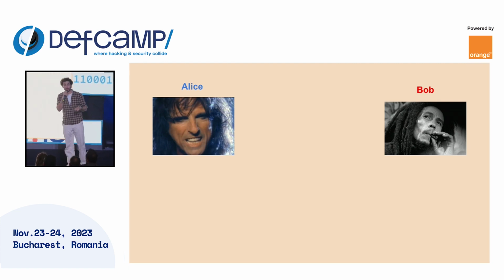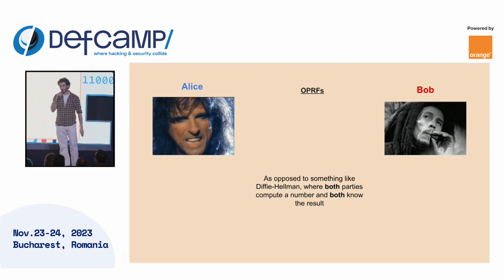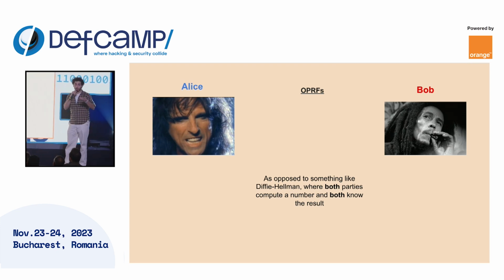So we're going to talk about them because they are the most important characters in cryptography. And the idea of OPRFs is really simple. It's mostly this line. Bob and Alice, they want to compute a number together, but only one of them knows the result. If this sounds like Diffie-Hellman, it sounds like Diffie-Hellman. Don't tell any cryptographer about this because they will chop off your legs. But this is how I see it. It's basically a simple way for two people to compute a number, and both of them will contribute to the creation of that number, but only one of them gets to know the result.